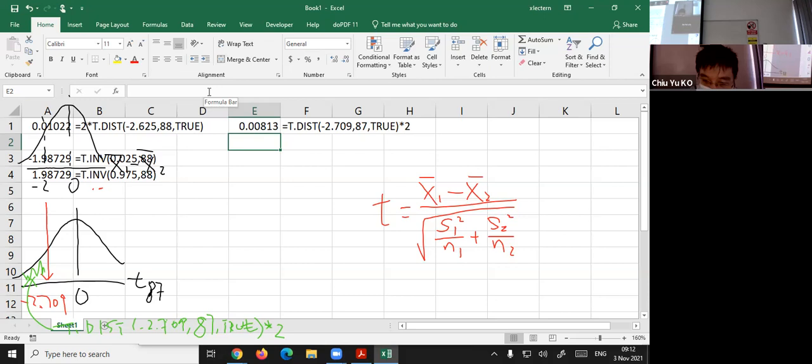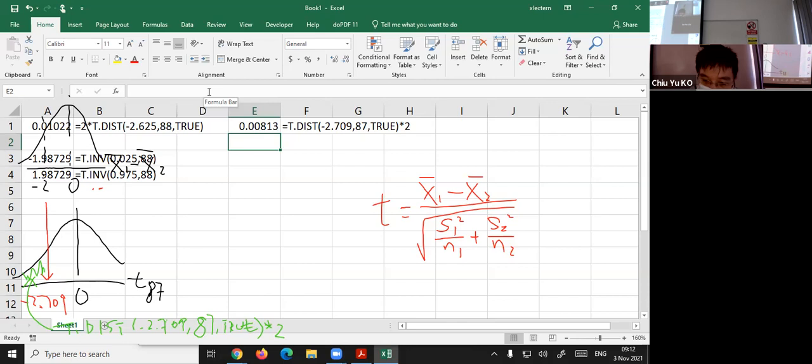That means you will reject the null regardless of what percent you're using, because it's less than 1%, less than 5%, less than 10%. So you can even reject this at the 1% significance level.